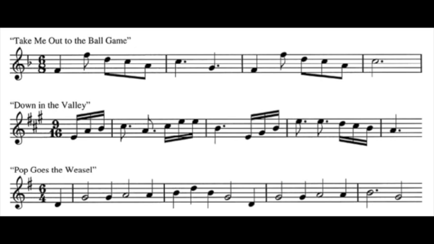Or finally, in 6/4, so that would be two main pulses with the quarter note being the subdivision, Pop Goes the Weasel. All around the cobbler's bench, the monkey chased the weasel.